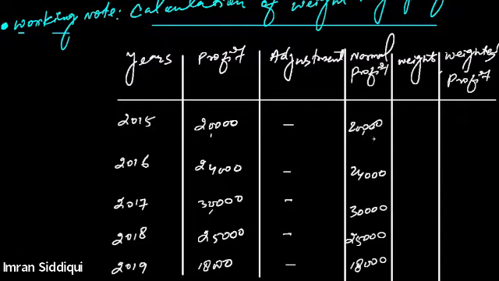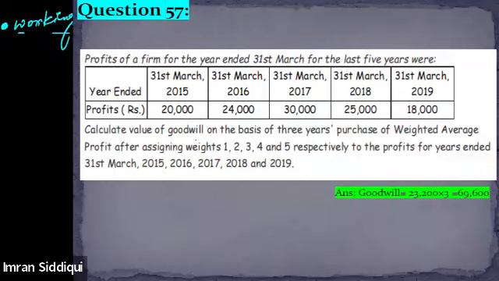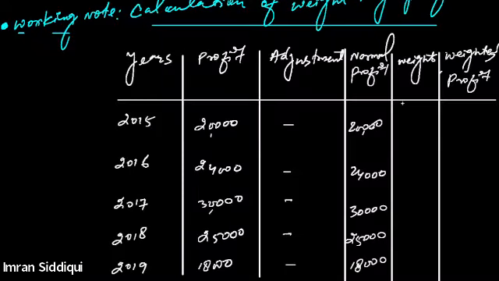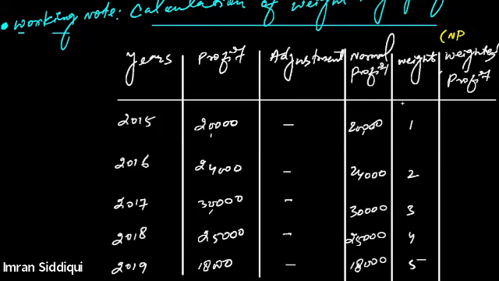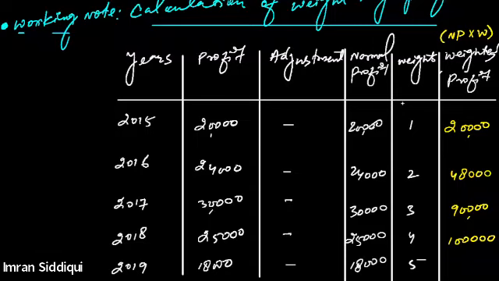Then we need to multiply it with the weight. Weight is already given in the question. Weight was 1, 2, 3, 4, and 5 for different years respectively. You just need to multiply normal profit into weight to find out the weighted profit. So 20,000 into 1 will be 20,000 itself. 24,000 into 2 will be 48,000. Then 30,000 into 3 will be 90,000. 25,000 into 4 will be 1 lakh. 18,000 into 5 will be 90,000.